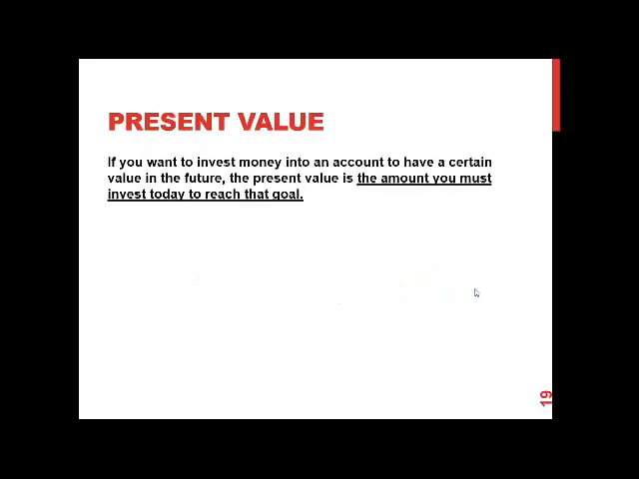Present value. If you want to invest money into an account to have a certain value in the future, the present value is the amount you must invest today to reach that goal. Given our compound interest formula, A equals P times (1 plus r over n) raised to the nt, A is the amount we're going to have in the end, our future value. P is the amount we're going to invest today.